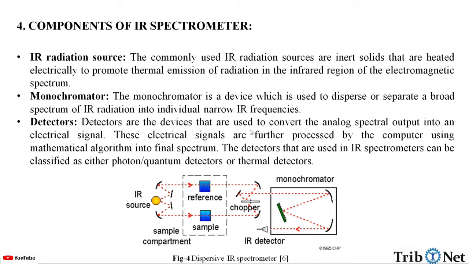Detectors are the devices that are used to convert the analog spectral output into an electrical signal. These electrical signals are further processed by the computer using mathematical algorithm into final spectrum. The detectors that are used in IR spectrometers can be classified as either photon or quantum detectors or thermal detectors. In the figure, we can see the dispersive IR spectrometer and their components.